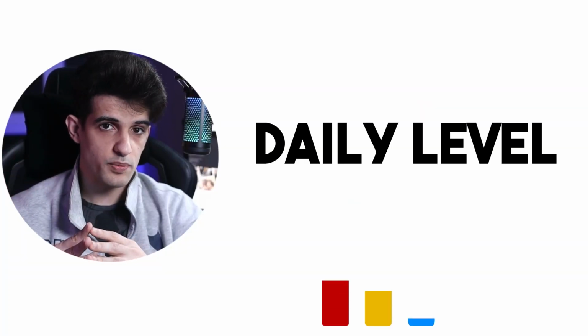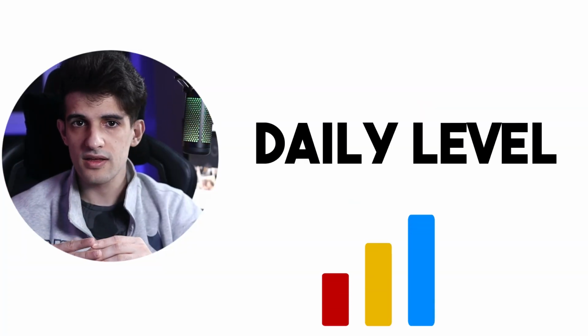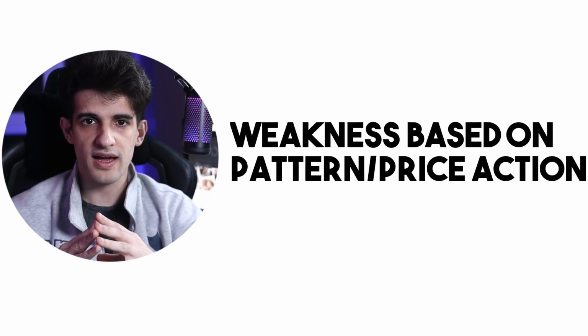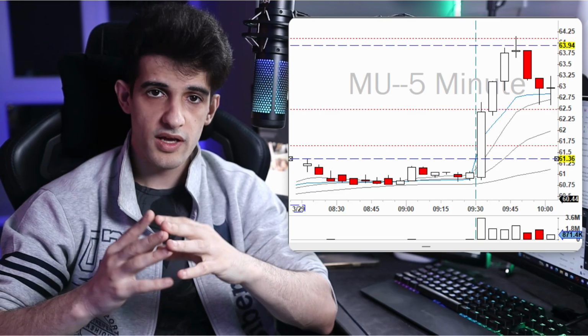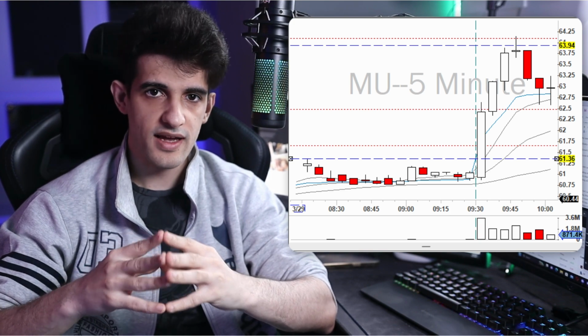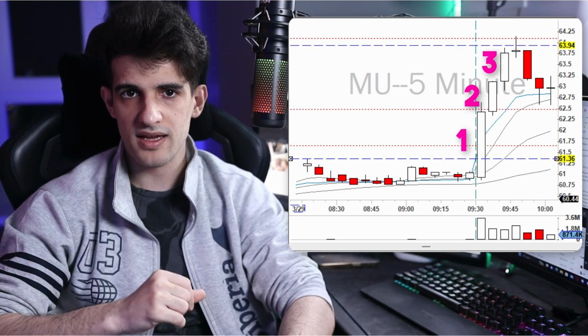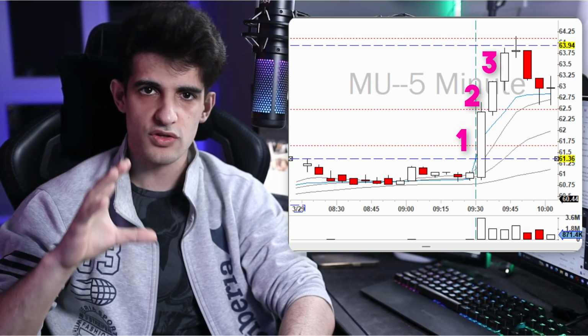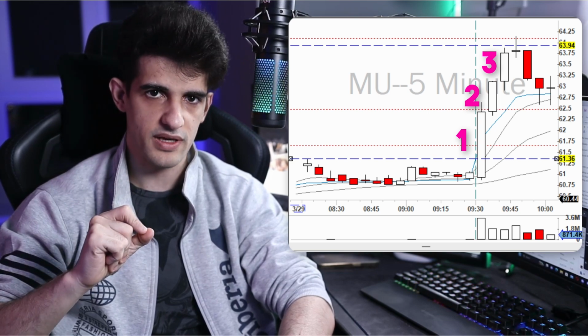3. A level to play the reversal from. And finally, you need to see some sort of weakness or a reversal pattern around that area or around that level. On MU here, you can see that it had 3 consecutive 5-minute candles, and each candle was big or average. You don't want to see small candles, you want to see at least average 5-minute candles.